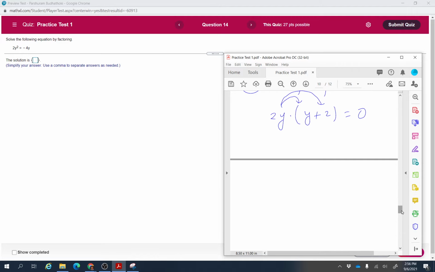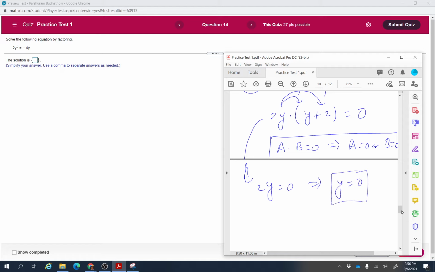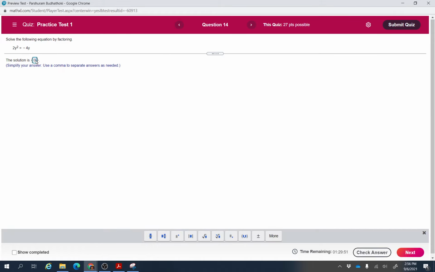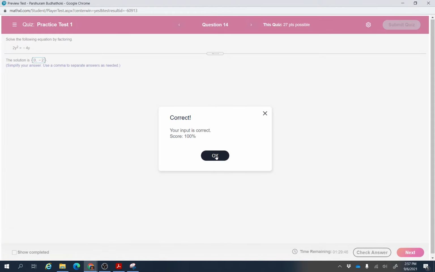According to zero product property, if a times b is equal to 0, that means either a equal to 0 or b equal to 0. We can apply this zero product property here, and we can say that either y is 0, or y plus 2 equal to 0, which is y equal negative 2. So these are the two options to answer this question. Either y is 0 or negative 2. Okay, that's right.